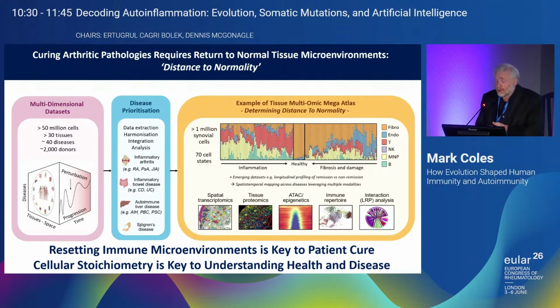And what we do is we look at the proportion of different cell types in the healthy, and then look at what's going on in different forms of inflammatory disease, and understanding what it would take to get back to the healthy state using single-cell genomic approaches. And I'm going to use that today in development. And one of the key things is the stoichiometry of the different cell types, which is really important to understanding health and disease.